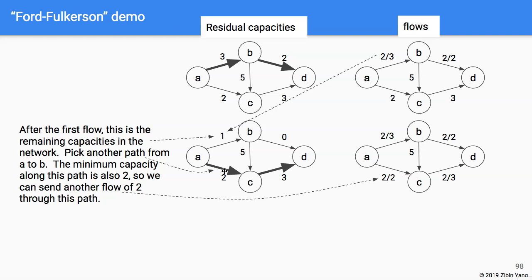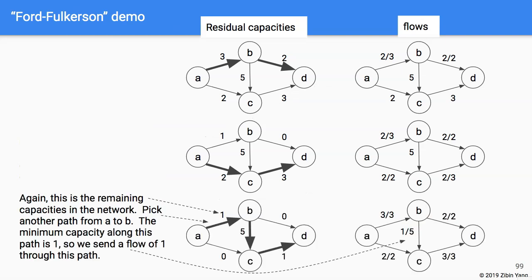Well, you should know why. So, and then we record that here. So we send a flow of 2 on this edge and a flow of 2 on this edge. Okay, now that we send more flows through the network, we should again update its residual capacity.